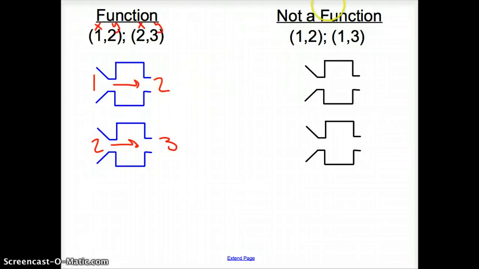So let's go to not a function. If I put in a 1, it goes through the machine and it gives me a 2. But now we have this one where if I put in a 1, it goes through the machine and it gives me a 3. This is not a function because I have two different y values. Those two guys right there belong to the same x value. So one more time, I cannot have two different y values for one x value.